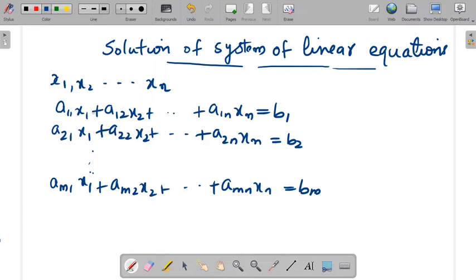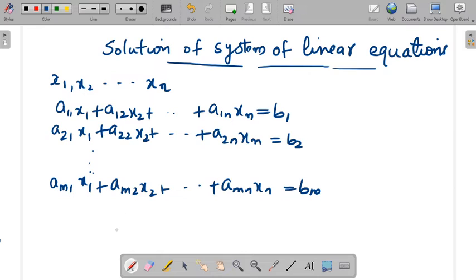So each of the variables appears in first degree and they are not multiplied together, because if you take xi into xj, the degree of this term is taken as 2. So if the system of equations is linear, there will not be any such terms. There will be only terms in which the variables appear in first degree. And you might have studied some methods to solve such equations.